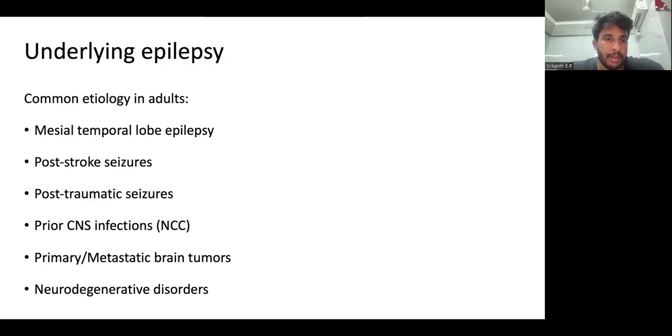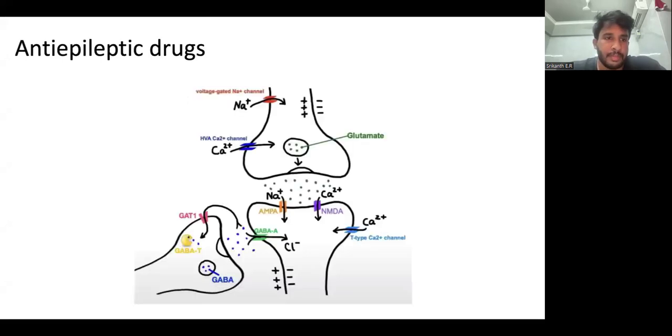The patient may have an underlying epilepsy, especially in adults. The major causes are mesial temporal sclerosis, post-stroke seizures, post-traumatic seizures, post-CNS infections, or because of brain tumors, or because of neurodegenerative disorders like Huntington's or Alzheimer's.